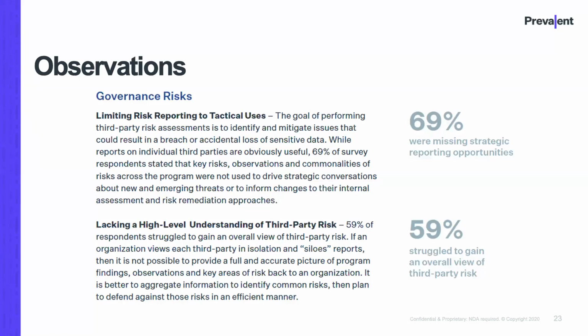59% struggle to get an overview of third-party risk. So this is a case where they don't actually have much insight into what's happening. They look at silos of third parties. So it could be a small subset. It could be just looking at information security or privacy and so on. And they're not building this comprehensive or 360-degree view on what's happening.